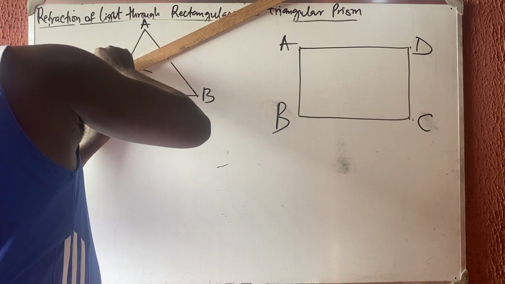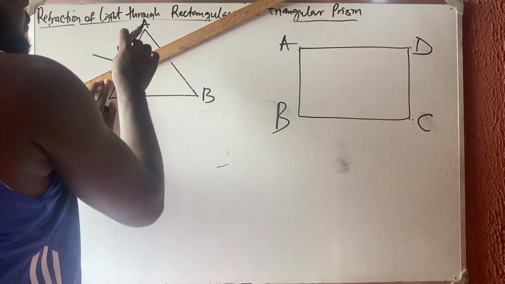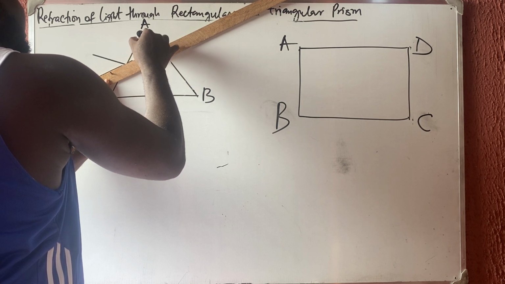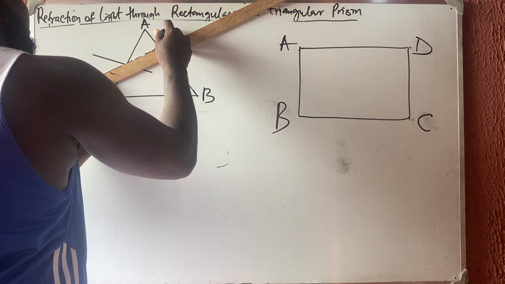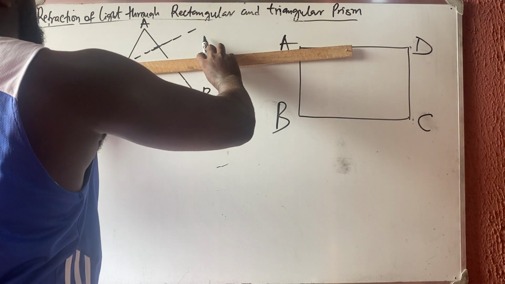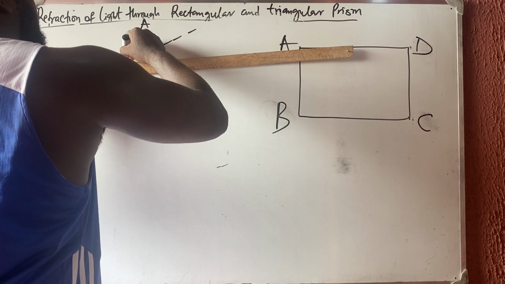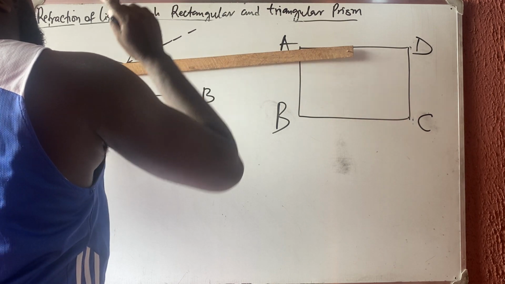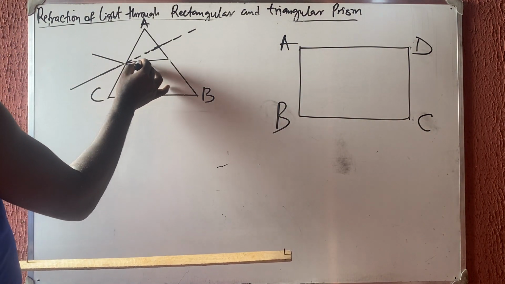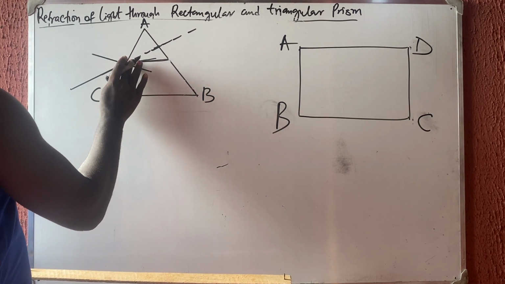And you know that if there is no glass block here, it should continue like this. It is supposed to continue like this. But because there is a glass block, it will form something like this. Aha, so now see what happened.